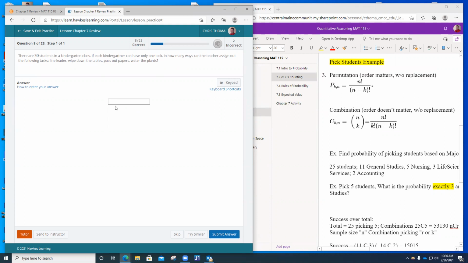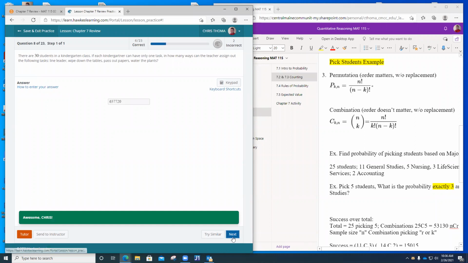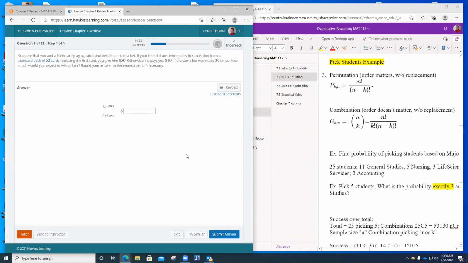So this is 657720. Remember, that's the key with combination and permutation: ask yourself, if I change the order, do I get a new outcome? In this case, the answer is yes. So here's another odds one. I'll let you do that one.